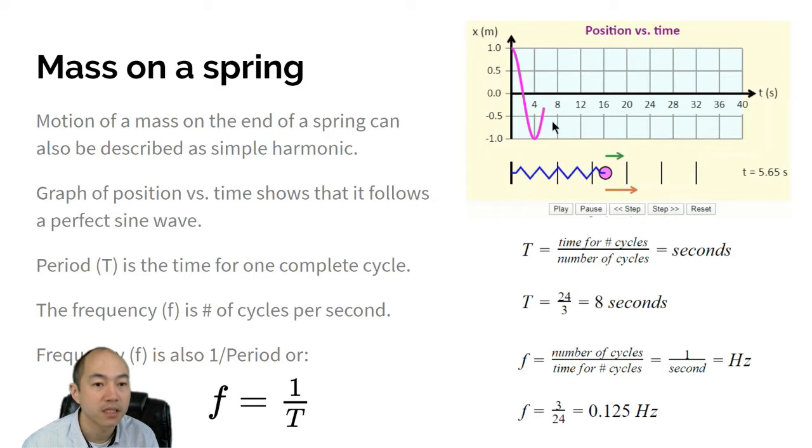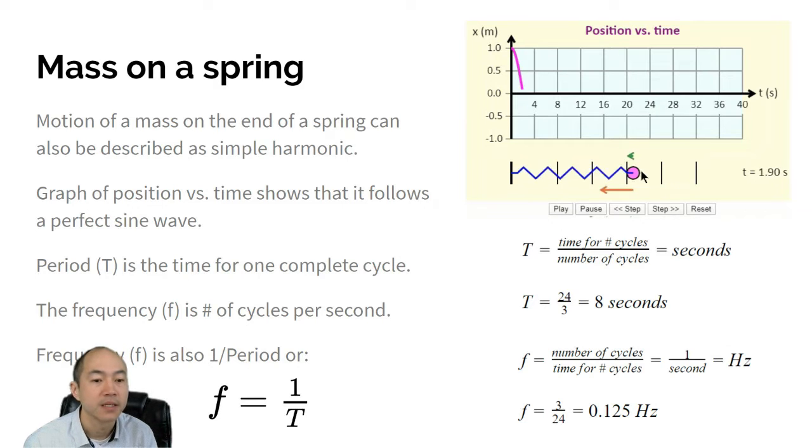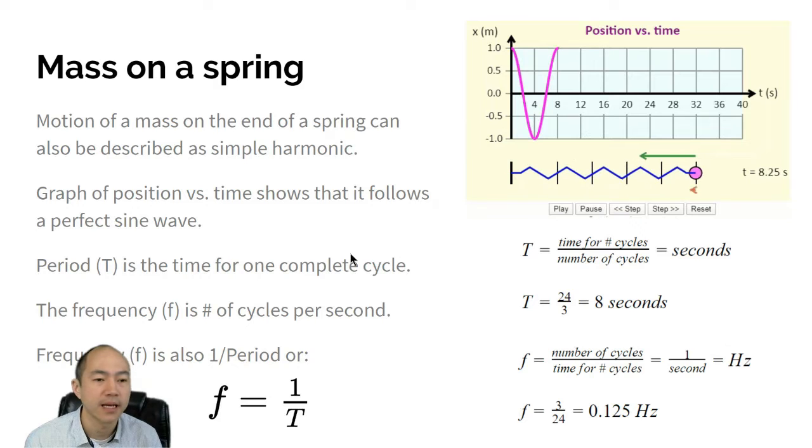Looking at the number of cycles per second, or here in the graph we could count. So that's down and back up. That's 1 full cycle. Down and back up. That's 2 full cycles. Down and back up. That's 3 full cycles in 24 seconds. So this should be a review from the last homework assignment as well.